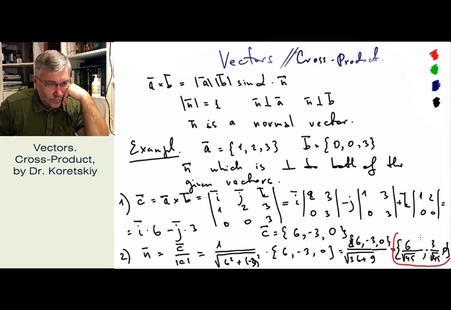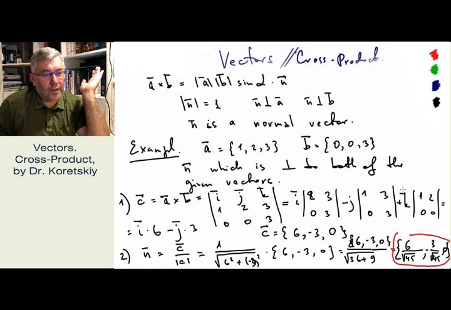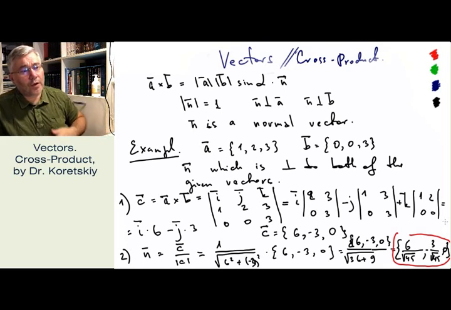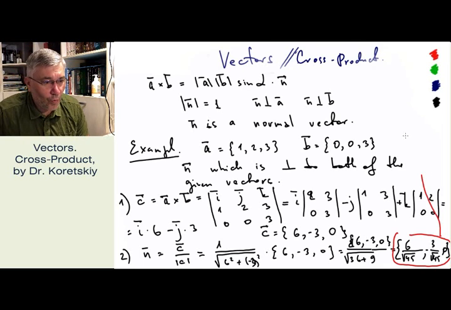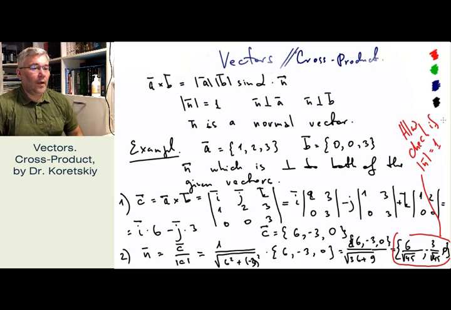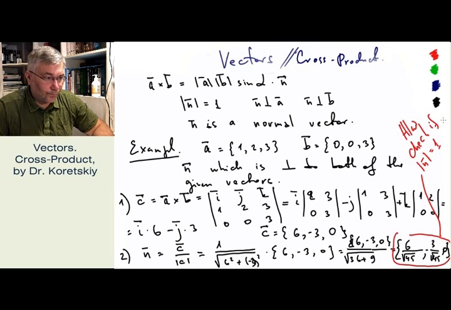This vector is perpendicular to the vectors A and B, and it has magnitude 1. By the way, you have here a home assignment. Check if the magnitude of the vector n equals 1. Okay. And we can say that this vector is a normal vector to A and B vectors.